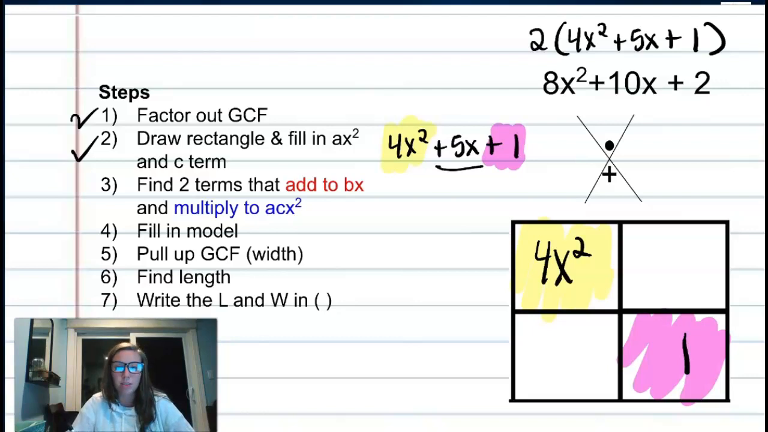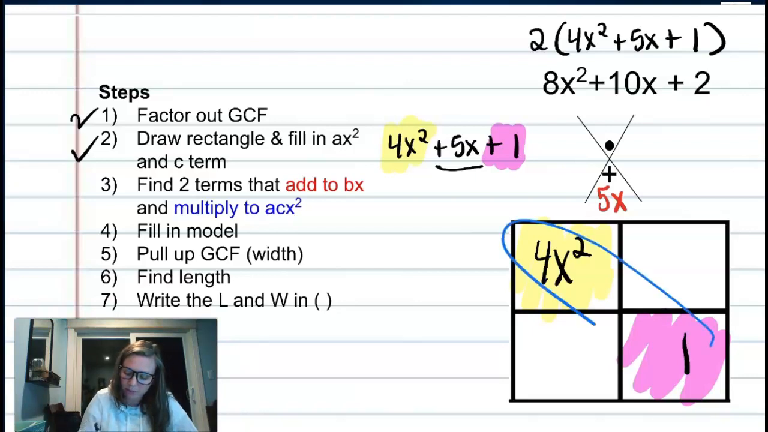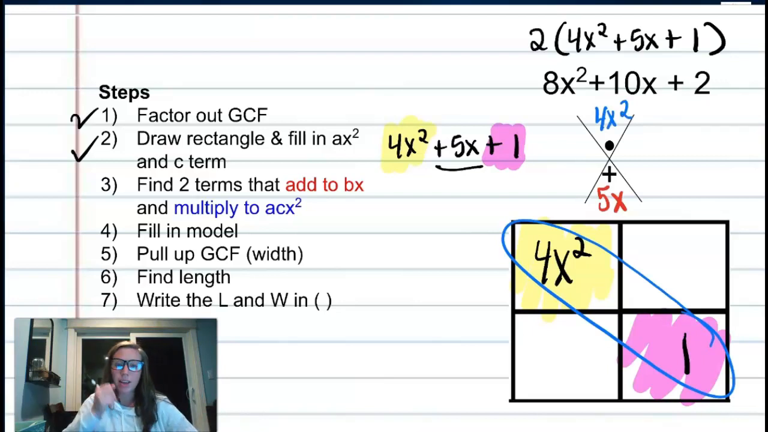Okay, now the trickier part, which is that this 5x, we've got to figure out, well, what are we going to put in this box? We know it has to add to 5x, but it's got to multiply to what this multiplies to. And when I multiply those two numbers together, I get 4x squared. So I've got to think of two terms that when I multiply, I get 4x squared, and when I add, I get 5x.